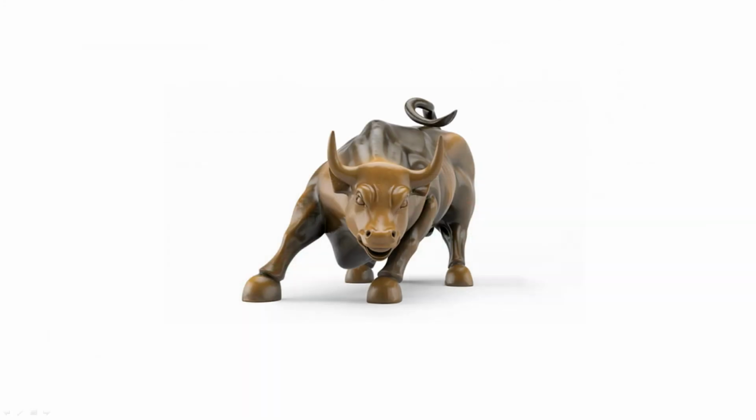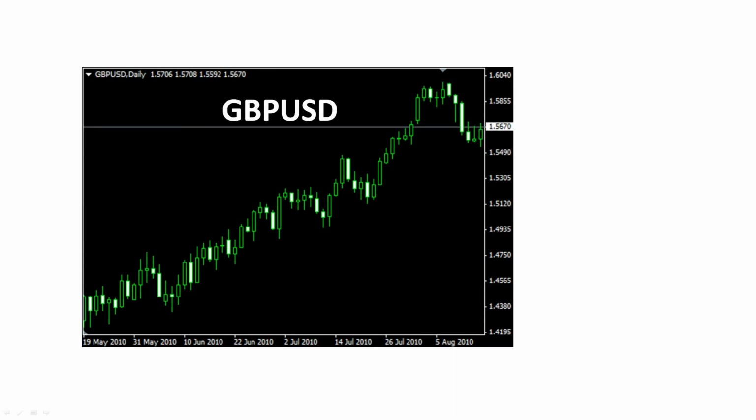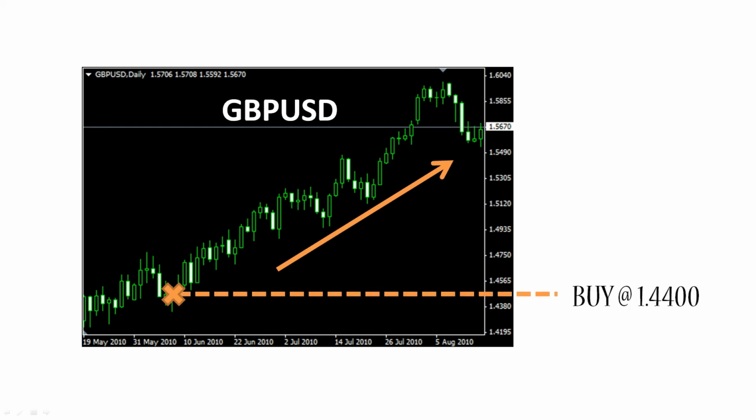Alright, moving on. Today we will talk about bulls and buying on the Forex market. Let's look at a British pound dollar example. And here we can see an upward trend. Let's assume that a bull trader bought at that point in time marked by the cross, and the transaction was conducted at a quoted price of 1.4400 for the British pound US dollar currency pair.